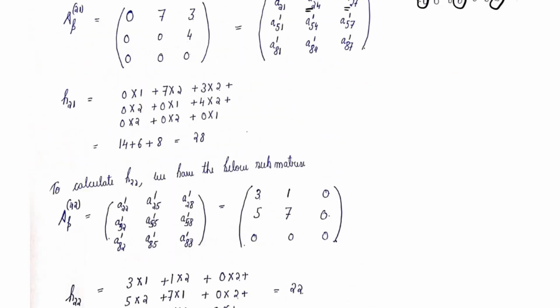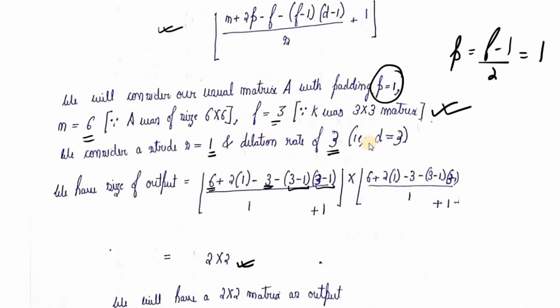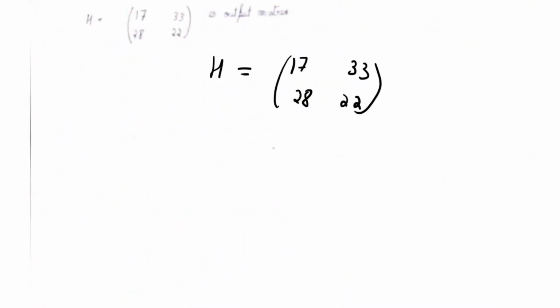On putting everything together, this is the output matrix which I am getting, which is 17, 33, 28, and 22. This is the output matrix which we will be getting on applying a dilated kernel with dilation factor, or dilation rate, equal to 3 and the other terms being constant. So this is the output matrix we are getting, and this pretty much sums up how dilation works.